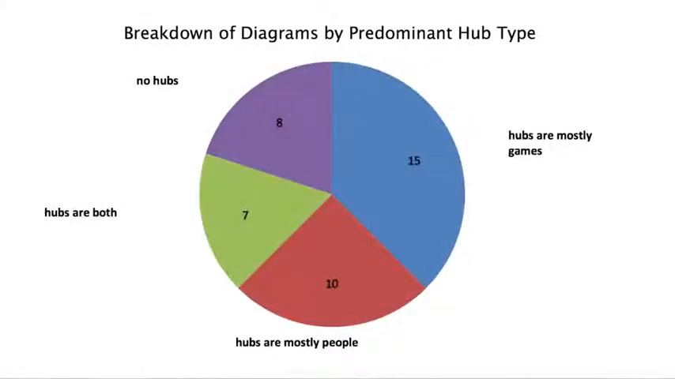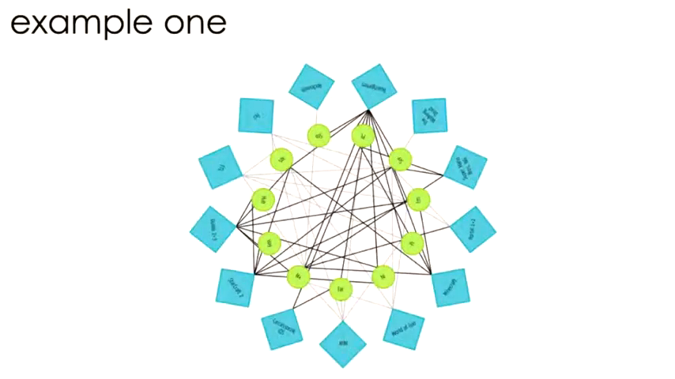And then when you ask which kind of node organizes the network, so which kind of node acts as a hub, it turns out that it's somewhat split between games being the main organizer of that social network, or games plus people being equal organizers of that network. Let's take a look at 2 examples so I can show you what that means.